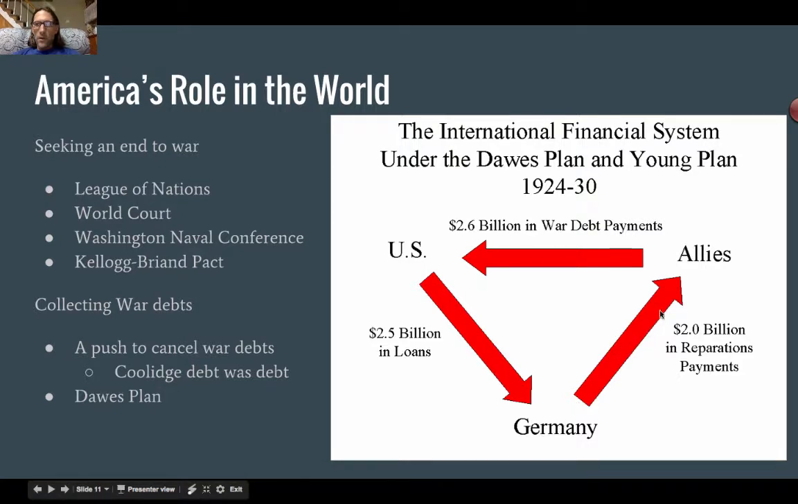Germany is going to pay $2 billion in reparation payments, and then the Allies are going to turn around and pay back $2.6 billion in war debts. And so even though the United States invests $2.5 billion in this, they end up getting a little bit more for their money. But more importantly, what it does is it really helps prevent war from taking place. So in the peacetime, businesses can kind of get going. And there's a big push to cancel war debts. Coolidge kind of doesn't like the idea of just writing off debt. Debt is debt, it needs to get paid. And so that's why the Dawes Plan gets designed.